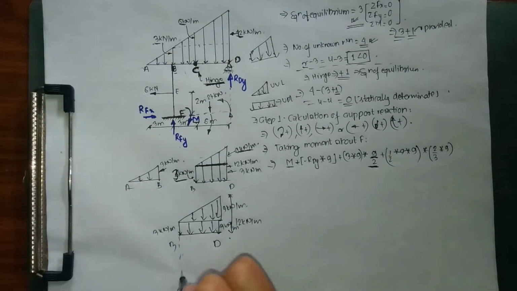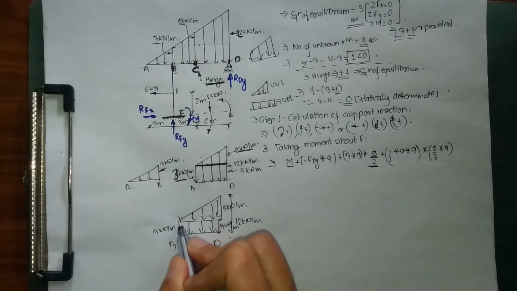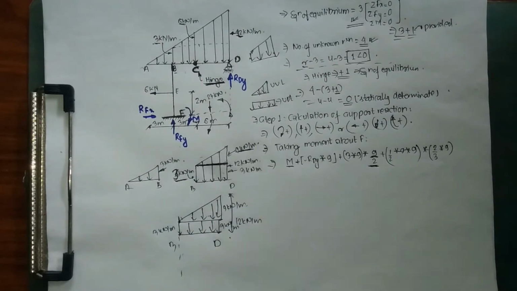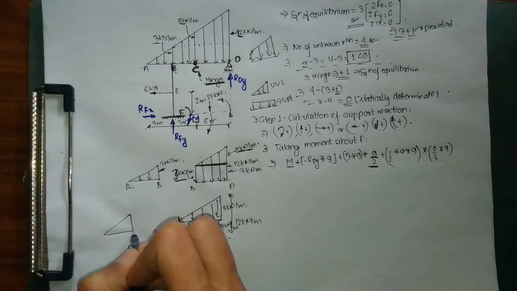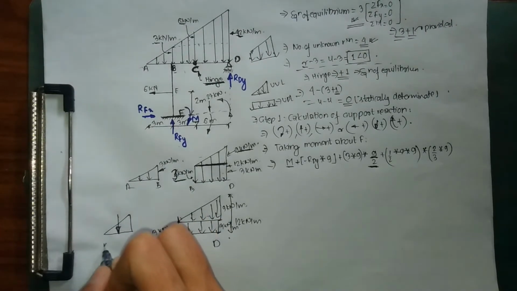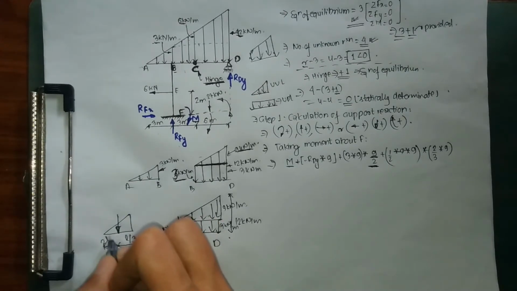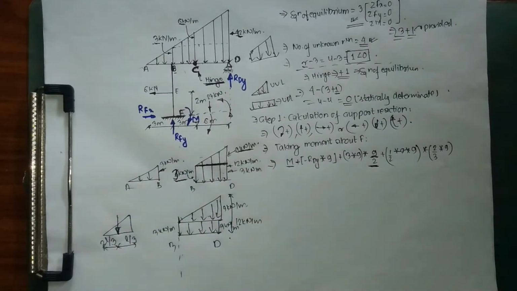Right now we are taking our moment about B, which means we are taking the distance from our shorter side. If we were taking our moment about D, we would have to multiply it by 1 by 3. But right now we're taking the moment about B, which is our shorter side. So right now my figure looks like this. After converting this into a point load, the UVL acts at a distance of L by 3 from its longer side, while 2L by 3 from its shorter or ending side.